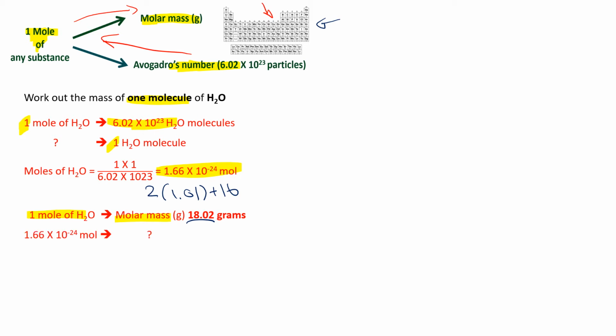Okay, so now if we have this amount, 1.66 multiplied by 10 to the power negative 24 moles of H2O, what is the equivalent amount in mass? We'll do cross multiply again, and it will be 2.99 multiplied by 10 to the power negative 23 grams. This is the mass of H2O, which is the mass of one molecule of H2O.